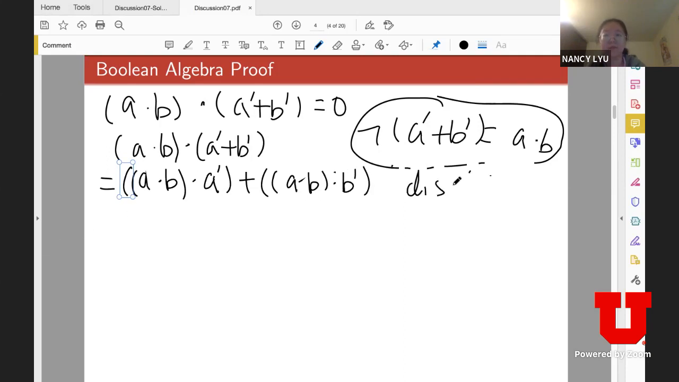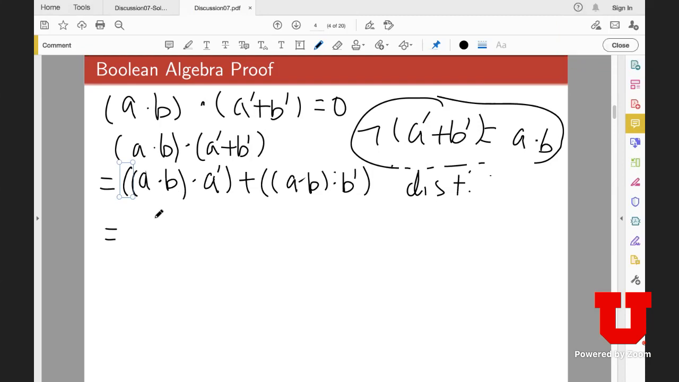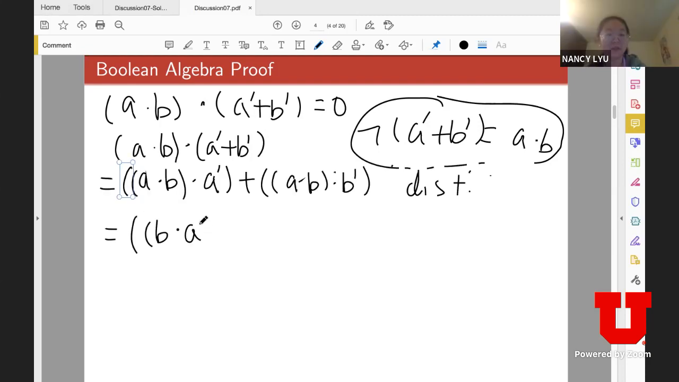And this is by distributive. All right, and what is the next step? Commutative. Yes, we wanted to switch the order inside of the parentheses to make it exactly the same as what we have in the theorem.